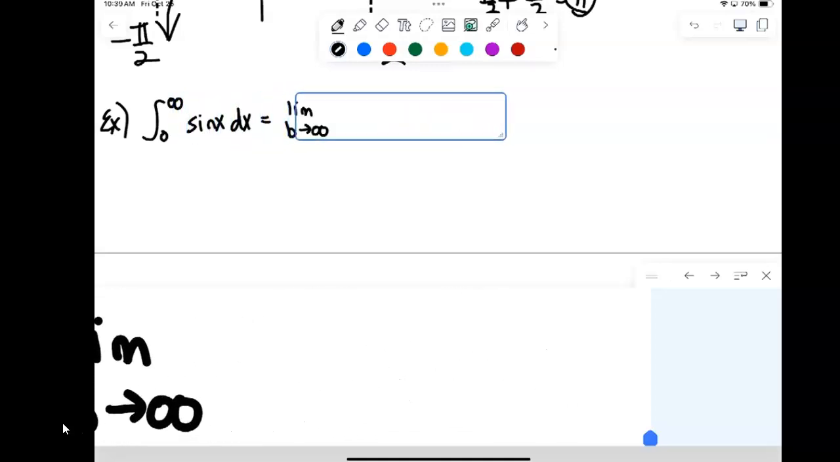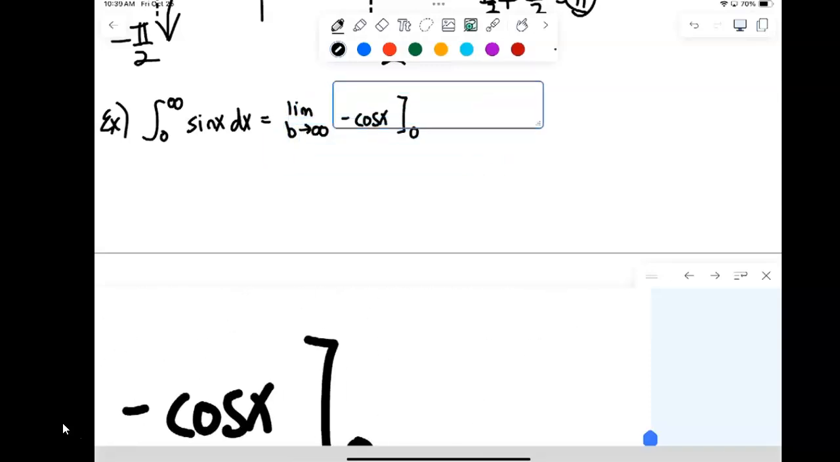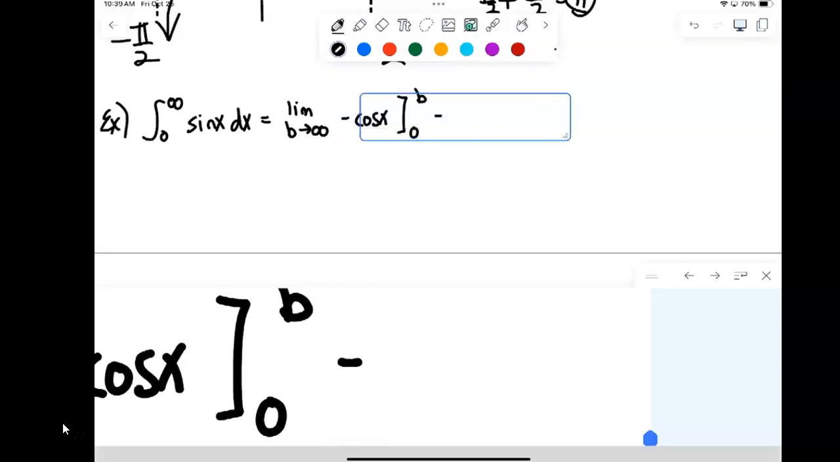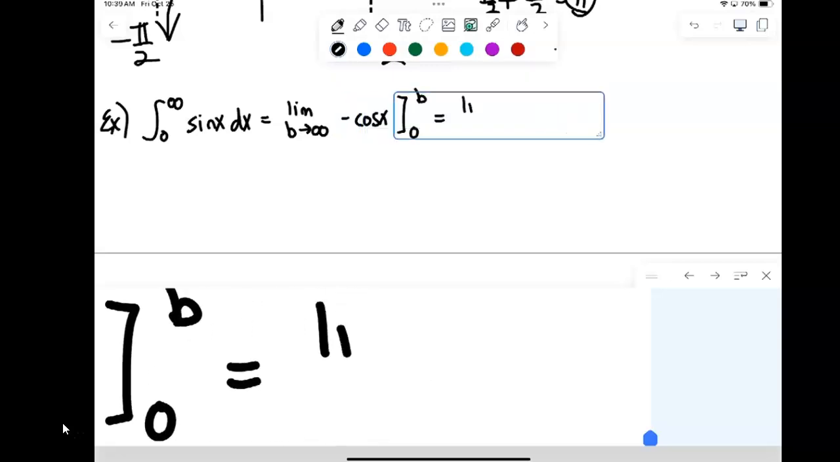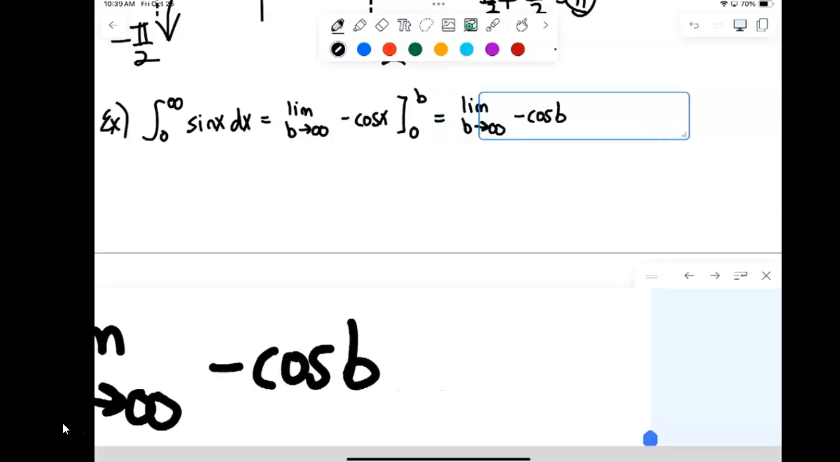Sine when integrated is negative, so that would be negative cosine x, evaluated between 0 and b. And we have the limit as b goes to infinity. Evaluate that: that would be negative cosine b minus the negative cosine of 0, so that would just be plus cosine of 0.